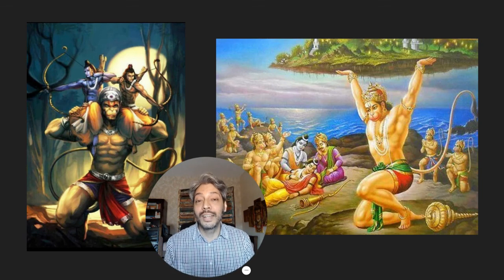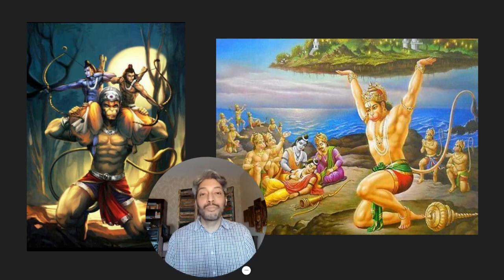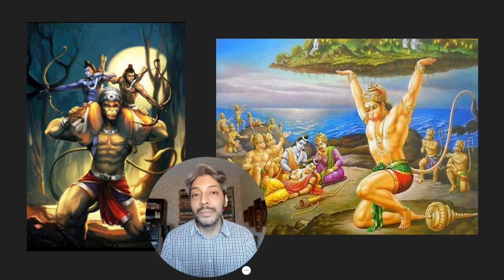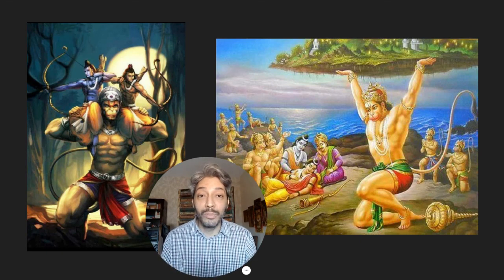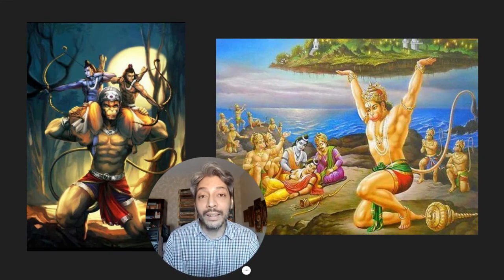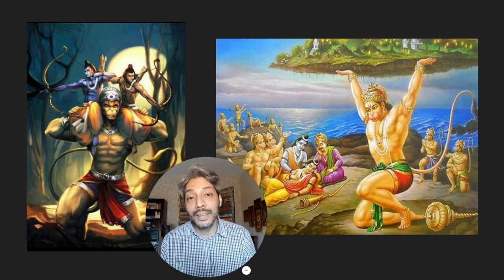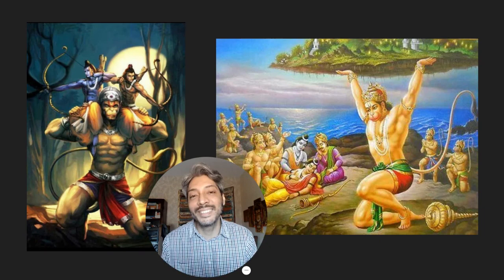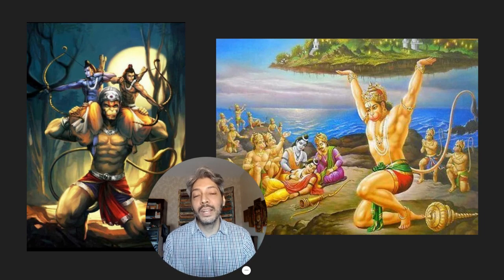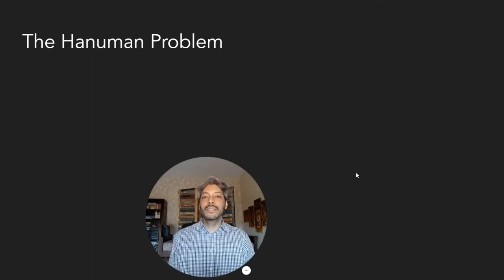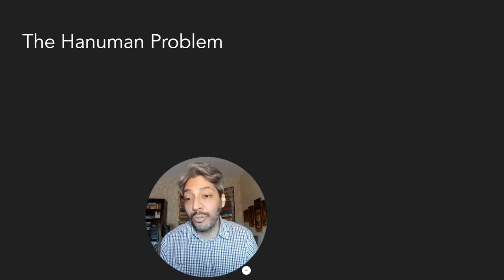So strong is he that in one of my favorite parts of the Ramayana, he's trying to find a medicinal herb to help one of his friends, and he's not able to locate it on a mountain. So instead of wasting time, he just lifts up the entire mountain and flies back to the field of battle, so that the medic can actually look for the herb and save his friend's life. That's the kind of strength this character possesses, right? But the Hanuman problem is very, very real. It is the fact that you possess something but you're not aware of it.